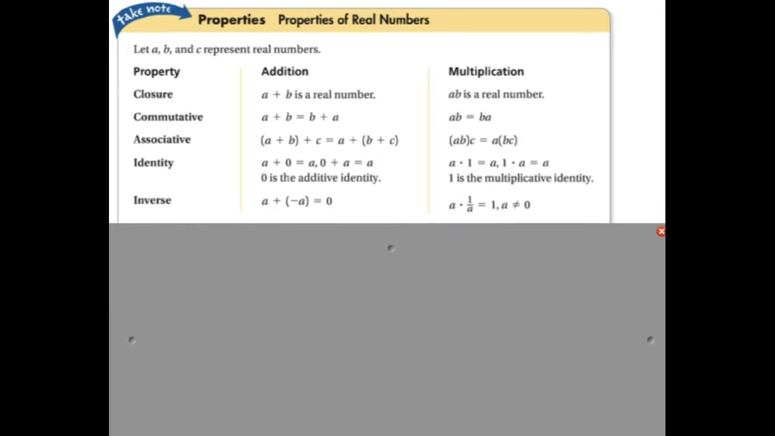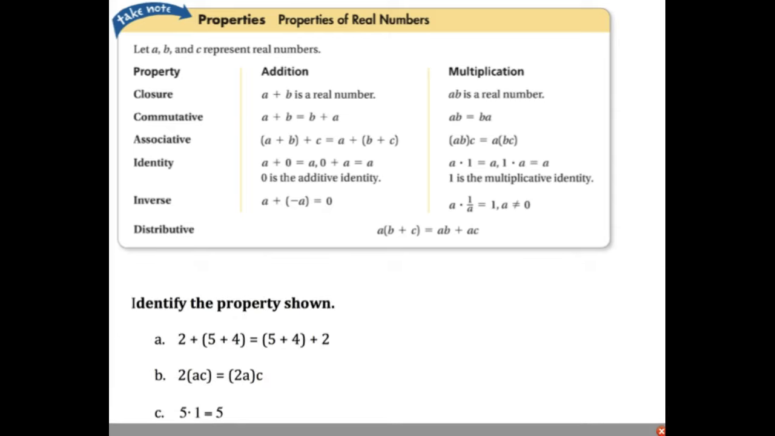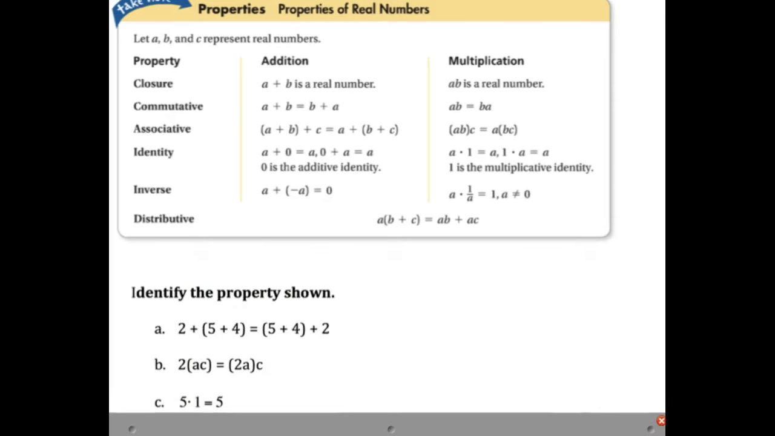Okay. The next one we have is the distributive property. You've seen this one many times. If you have A times the quantity B plus C, you can distribute that A to both pieces and you get AB plus AC. So what I want you to do is take a look at these three problems on the bottom of your notes packet and see if you can identify what properties are shown in each example. Pause the video and see if you can name them.